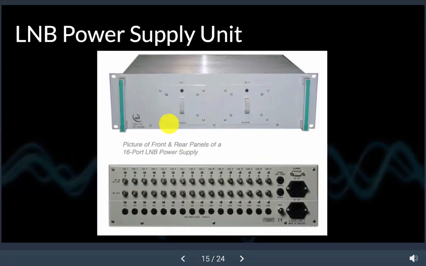This is just a picture of a LMB power supply unit. There's nothing really too fancy about it. You've got your power going into it. You've got RF in and DC out here. As you can see, all of these are going to the antennas to power LMBs and take the RF in. And then you have your RF out going out, which is going to go down to your matrix switch.